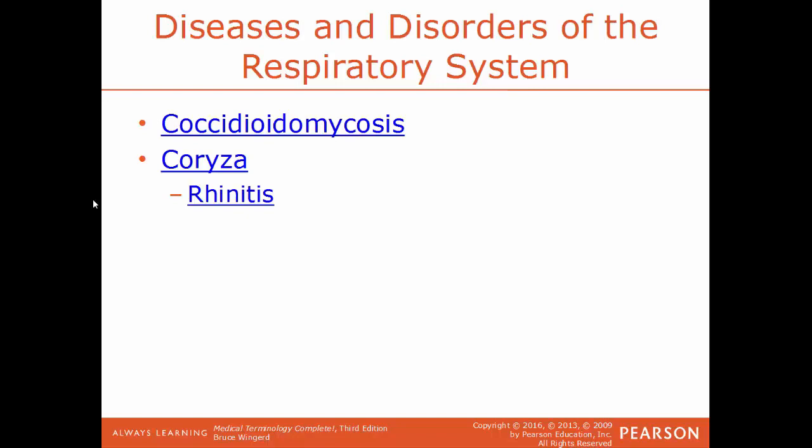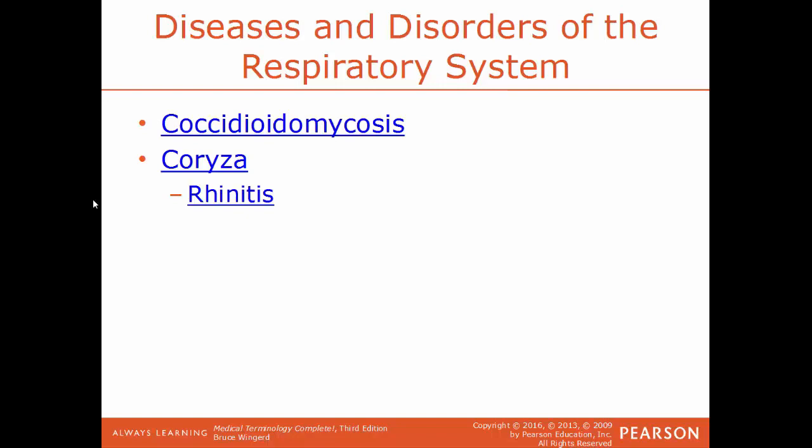So our next term, coryza. This is any inflammation of the mucous membranes of the nose. It's basically another term for a head cold. And that leads us to our last term here, rhinitis, which is an inflammation of the mucous membranes of the nose, either caused by a viral infection like the cold or by an allergic reaction such as hay fever.